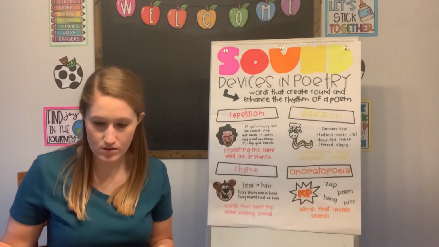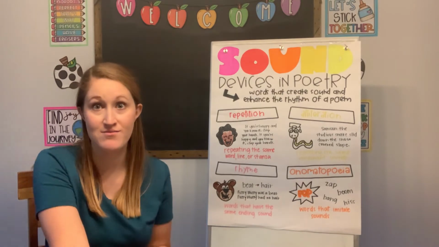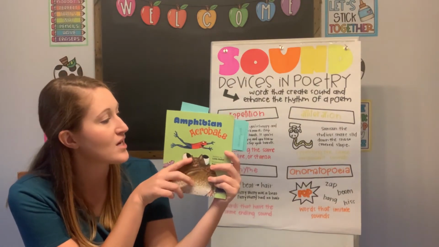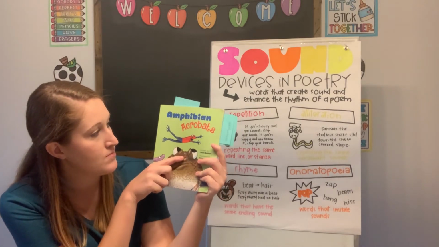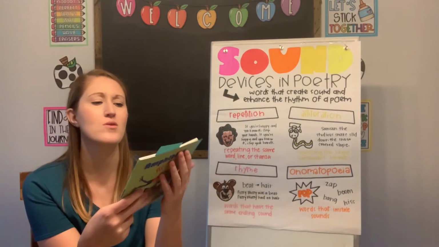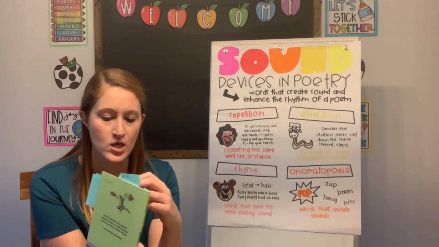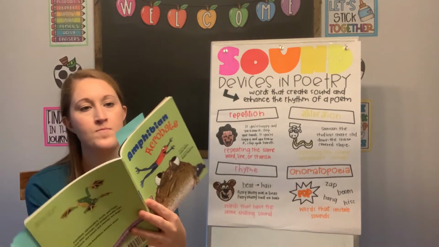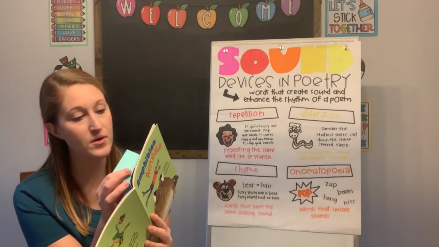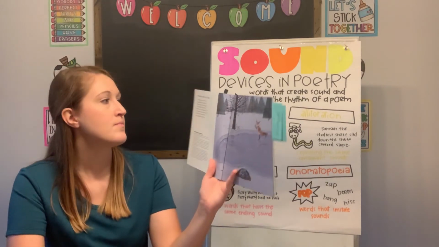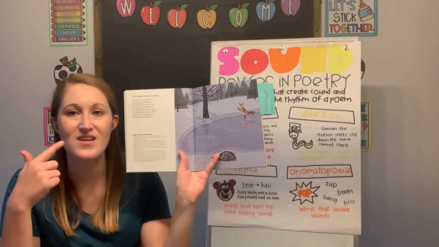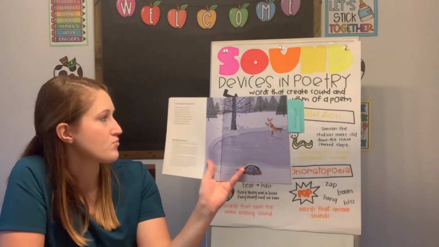All right, let's see. We're going to switch books because I got lots more and lots different books. So this is from the book Amphibian Acrobats. All right, so all of these books that I'm sharing with you have collections of poems. So I only share a few with you. All right, this one is called The Deep Freeze Artist. All right, so remember, we're looking for that alliteration, that repetition of that consonant sound.